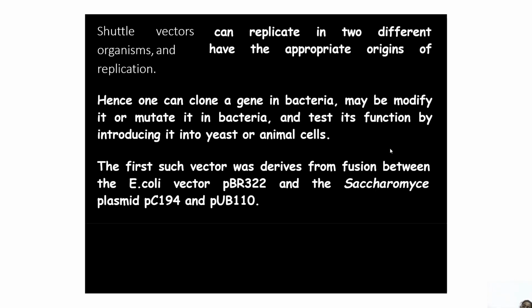Shuttle vectors can replicate in different organisms and have the appropriate origins of replication. Hence, one can clone a gene in bacteria, maybe modify it or mutate it in bacteria, and test its function by introducing it into yeast or animal cells. So, the first such vector was derived from fusion between the E. coli vector pBR322 and the Staphylococcus plasmids pC194 and pUB110.